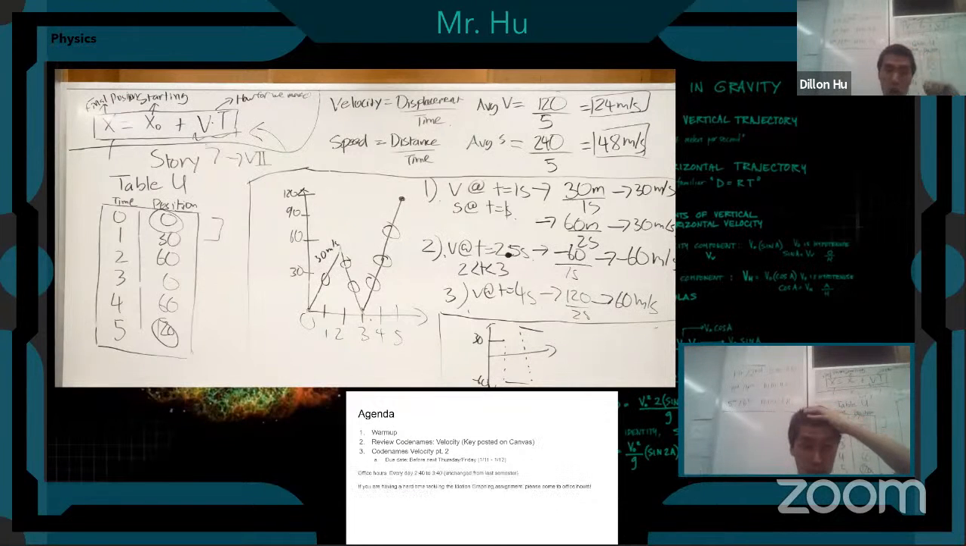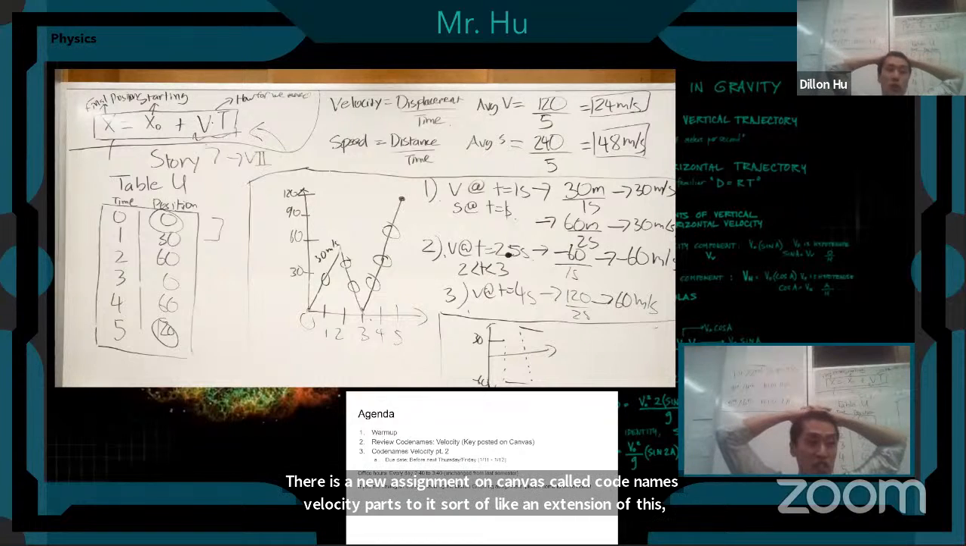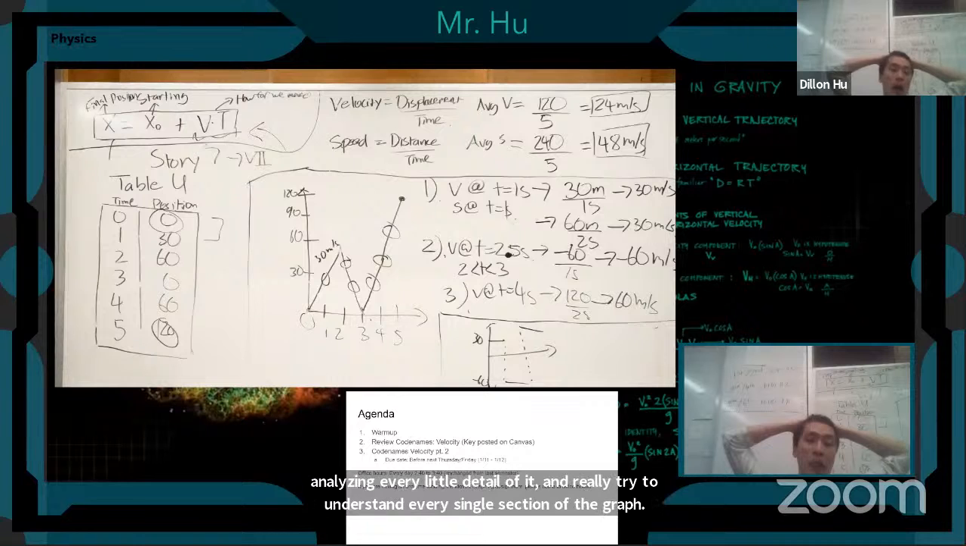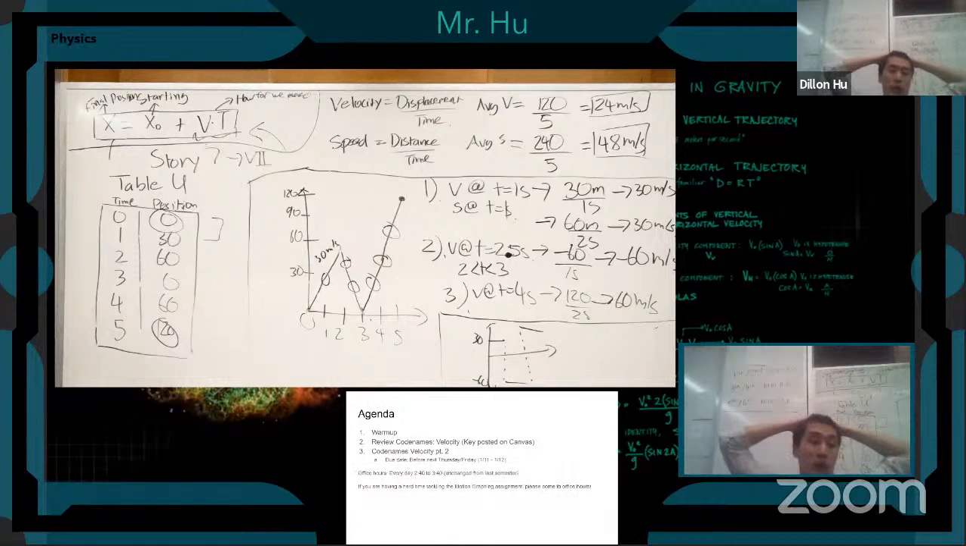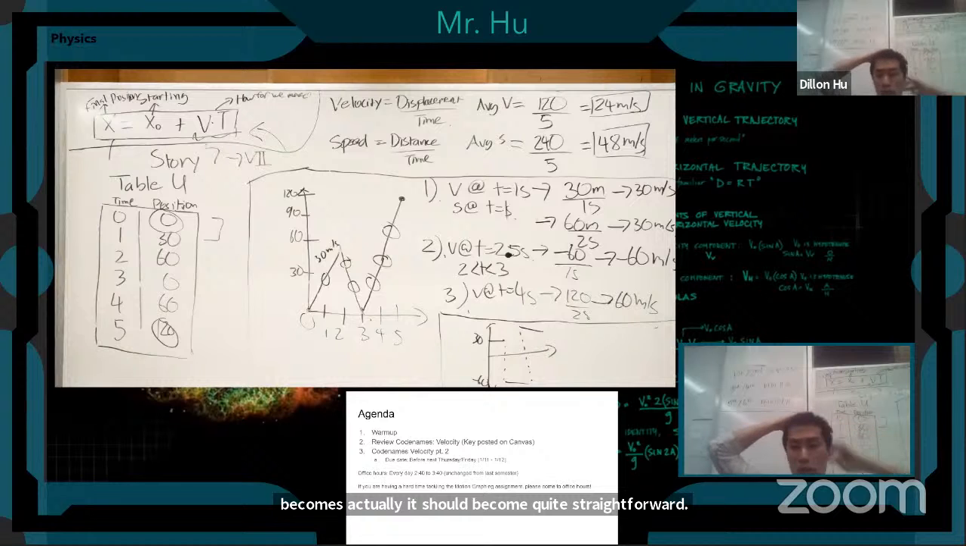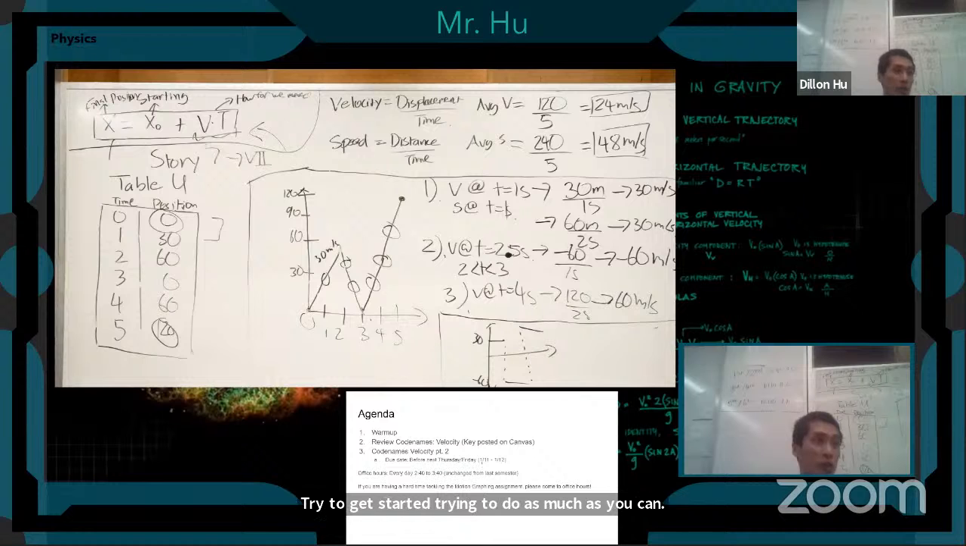I admit there are a lot of questions on here, but once you get a feel for it, it should become quite straightforward. The due date I'm setting for this is next Thursday, Friday. So we'll have the rest of today and Tuesday to work on it, and I'll answer any questions for it as well. Try to get started, and do as much as you can. There are a few graphs on here that you will have to draw, but I don't think we'll get to that today. You can work as a group or individually. I'll leave it up to you. Other than that, I will send you off into your breakout rooms, and let me know if you have any questions for me.